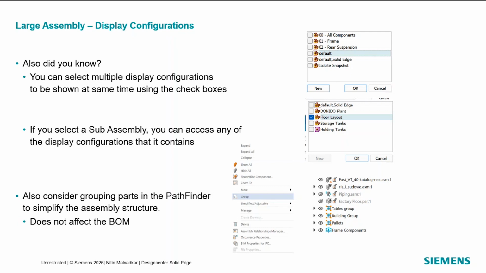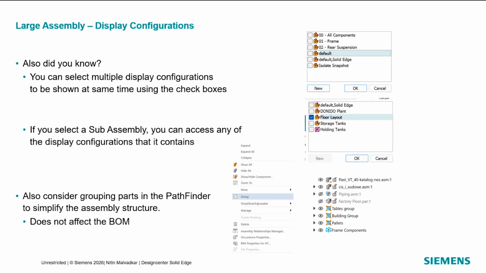So this grouping feature helps in simplifying the assembly tree and makes navigation much easier for users, especially for those who are working on very large assemblies. With the grouping tool, we can group together parts which are identical, or maybe parts which are outsourced for manufacturing, or bought-out items, for quick identification in the Pathfinder. All right.